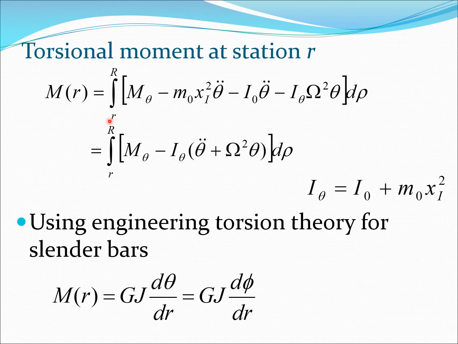So that's the torsional moment at a station r. So M of r is then going to be the integral from small r to capital R of the net of all the moments which act at that particular section, times d rho. So remember, that is a section of size d rho, and rho is varying from small r to capital R.